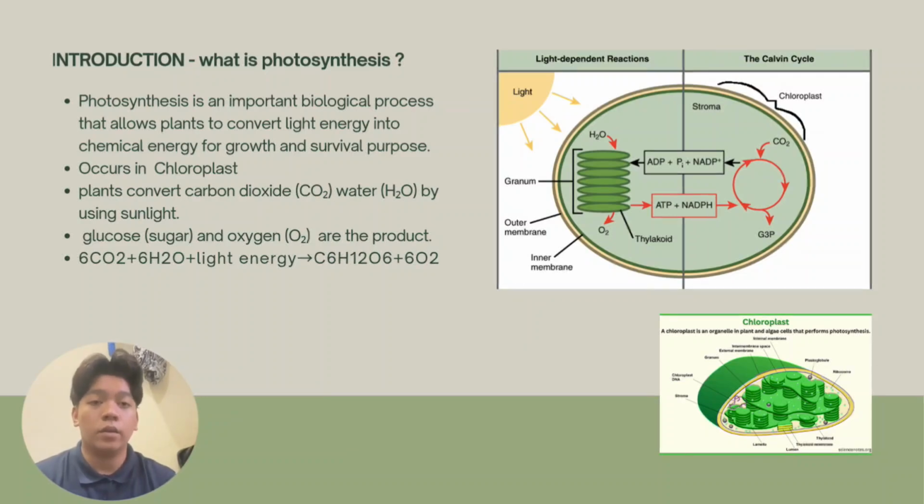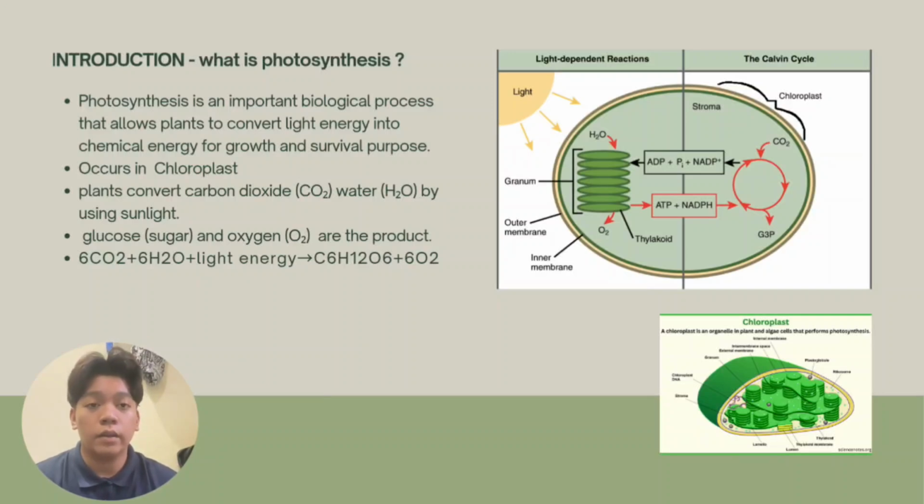First, what is photosynthesis? Photosynthesis is the important process of the plant which allows plants to convert light energy into chemical energy for the purpose of survival and growth. This process occurs in the chloroplast.